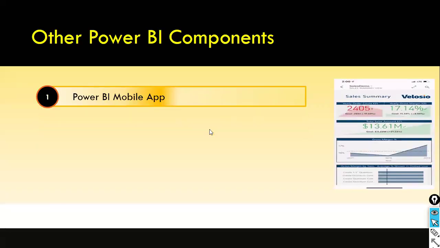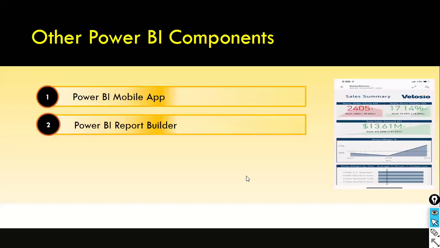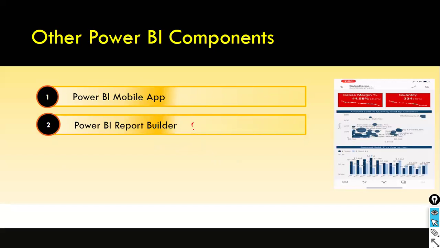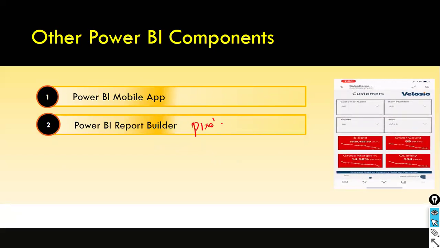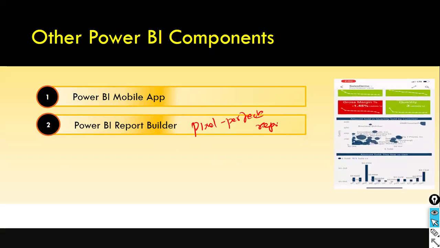Next, apart from this, we have a couple of other components. We have something else called report builder. Report server is different from report builder. Even the report builder software is also a licensed one. Why should I buy this one? Because with the report builder, you can create pixel perfect reports. What do you mean by pixel perfect?